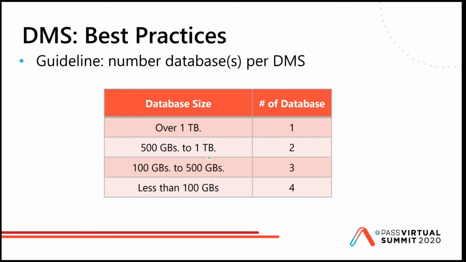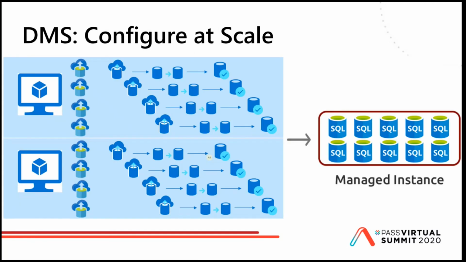So if you have a lot of databases which are less than 100 GB, you can migrate up to eight databases within a single DMS service. So this is just a graphical representation that you have multiple DMS services, and each DMS service has up to 8 databases. And you are basically doing the large scale migration from on-premise to multiple SQL MI instances.